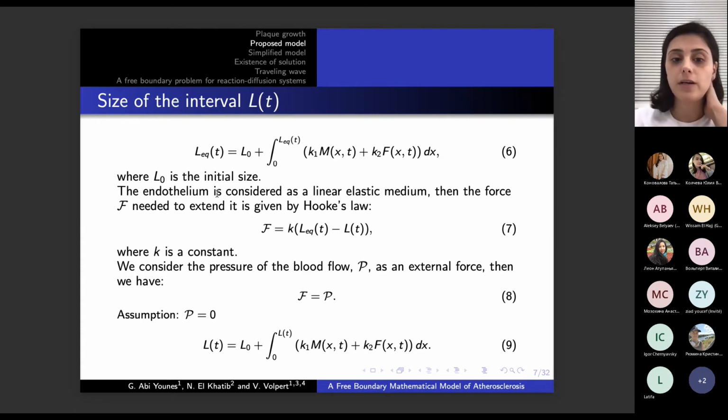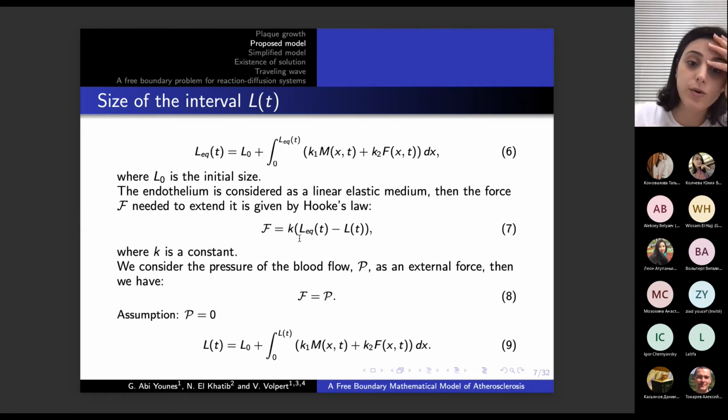So if you consider the endothelium, I recall it is the barrier that separates the arterial walls from the lumen. If we consider it as a linear elastic medium, then the force needed to extend this endothelium is given by Hooke's law. So this is the force, and here we apply Hooke's law. Here we have a constant K, and this is the displacement, so here it is L equilibrium minus L of t. But in our case, here also we consider the pressure of the blood flow. It is an external force. We have that this force F equals P. So for simplicity, in this model, we are going to take P to be 0.